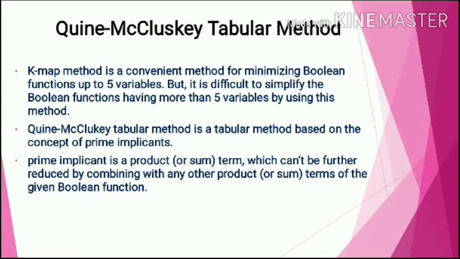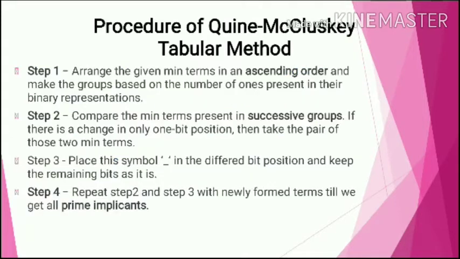It is a tabular method based on the concept of prime implicants. A prime implicant is a product or sum term which cannot be further reduced by combining with any other product or sum terms of the given Boolean function. Now we will see the procedure of the Quine-McCluskey tabular method.